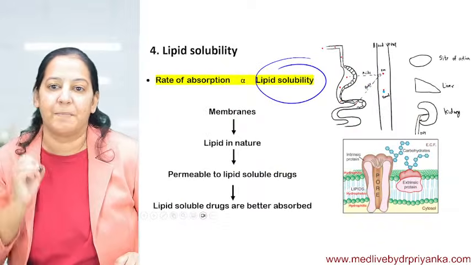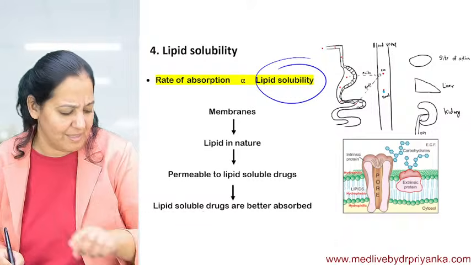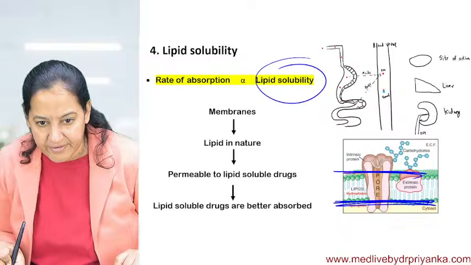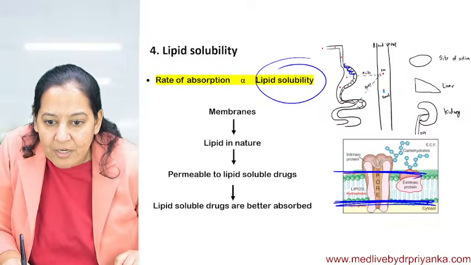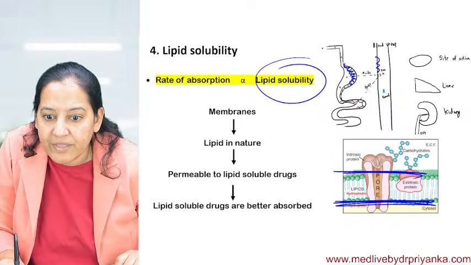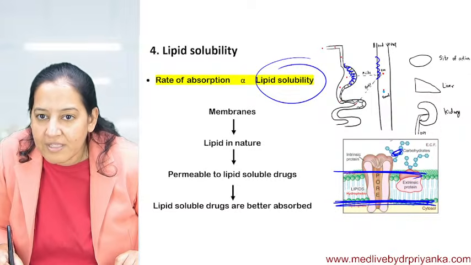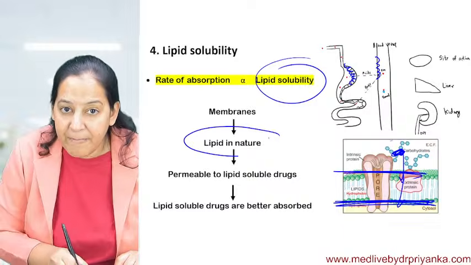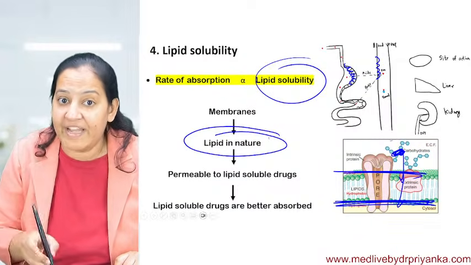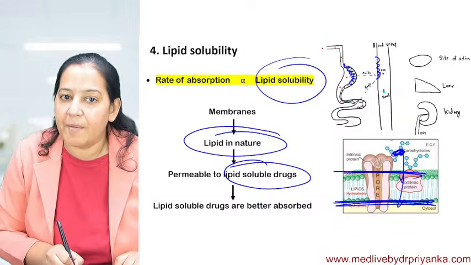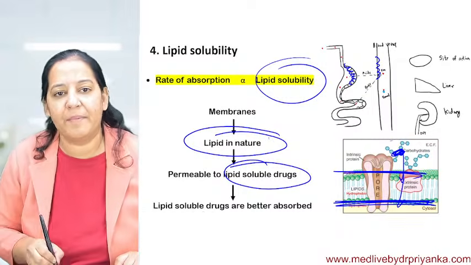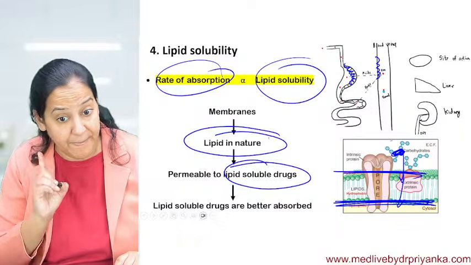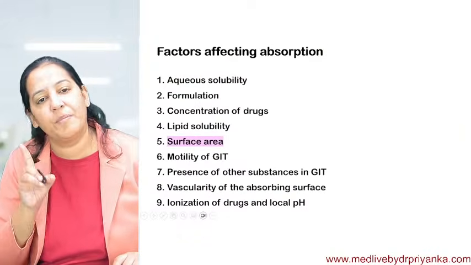So that matters, the lipid solubility. I hope you are getting it, people. I'm trying very hard. So you can see this is the cell membrane I have shown you here, the cell membrane of these cells, or you can say endothelial cells. Drugs which are lipid soluble can cross the cell membrane and move to the other side. The drugs which are lipid in nature are permeable to the cell membrane and they are absorbed better. So the rate of absorption is directly proportional to lipid solubility. The drugs which are more lipid soluble are absorbed faster.